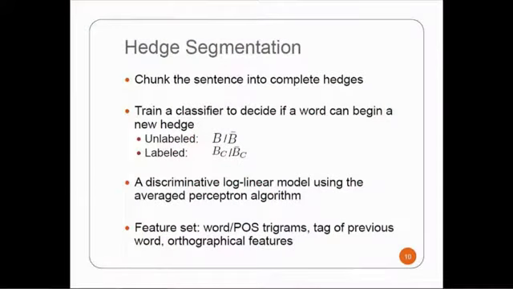The task of hedge segmentation is to chunk the input sentence into complete hedges. So we train a classifier and apply it at each word to decide if that word can begin a new hedge or not. So we define 2 tasks. One is unlabeled and the other is labeled. For the unlabeled, we just have the begin and not begin tags. And for the labeled, we also include the type of constituents, like NP or VP. And we use a discriminative log linear model using the average perceptron algorithm to train the parameters. And these are the feature set that we use.